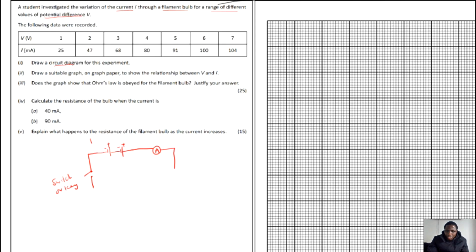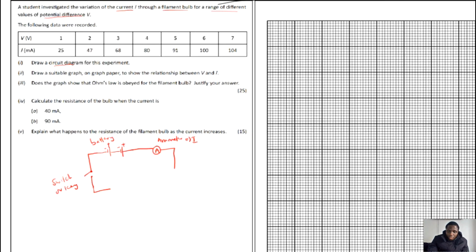This is the battery, because it has 2 cells. Every battery has 2 cells. Negative, plus is 1 cell, and negative, plus is another cell. So that is the battery. This is an ammeter, used for measuring current I. So let's continue to draw our circuit.